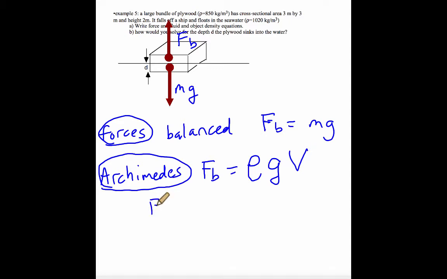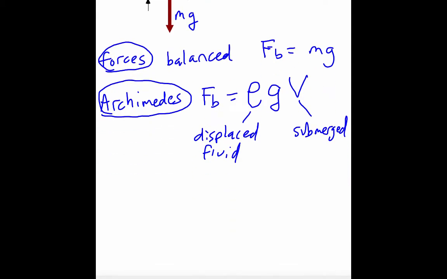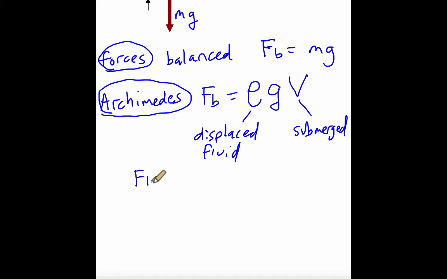Now, what is the displaced fluid? Actually, hold on. Let me annotate that equation a little bit. Rho in this equation is the displaced fluid. V in this equation is the volume of the block that's actually submerged. We know the displaced fluid in this case is seawater.